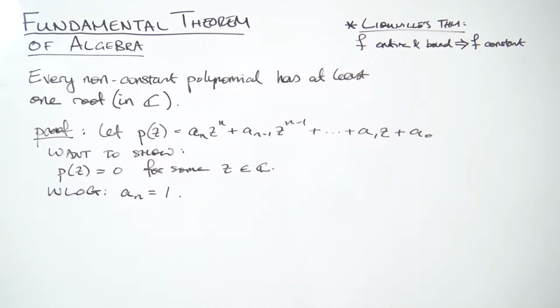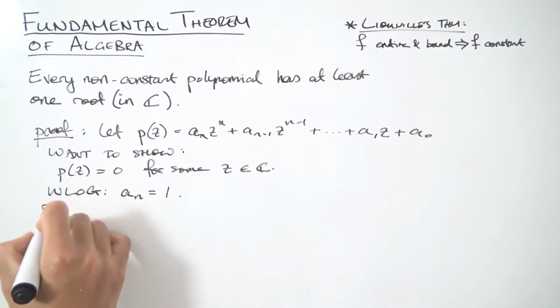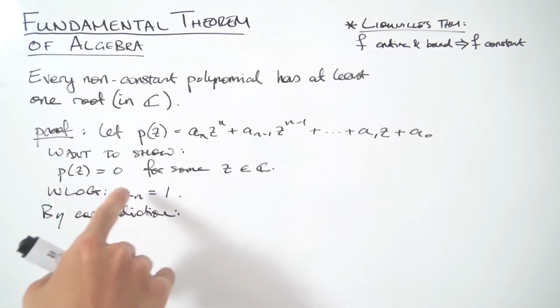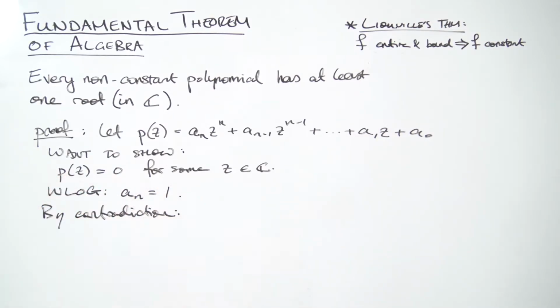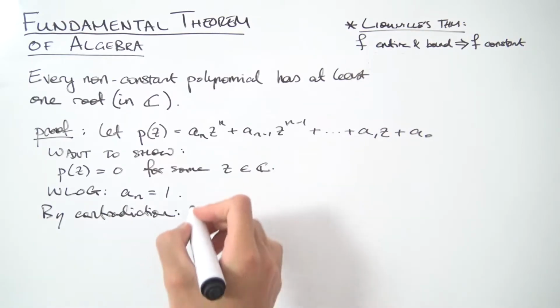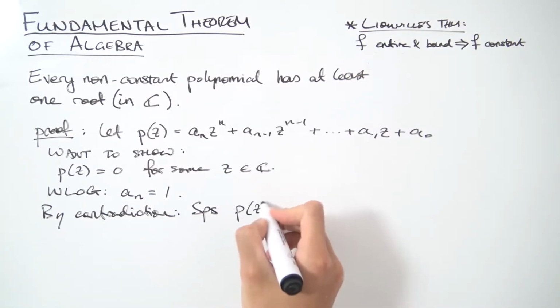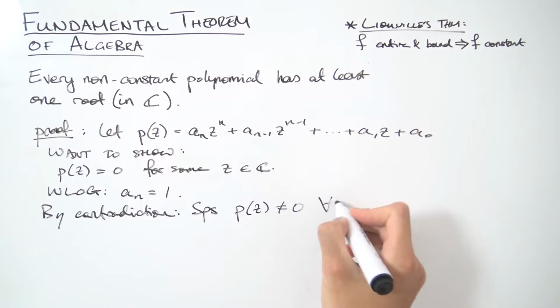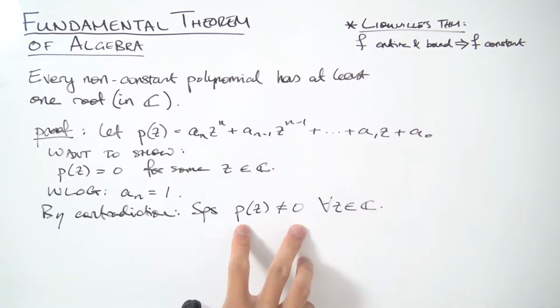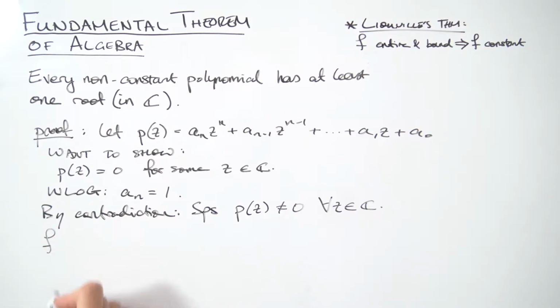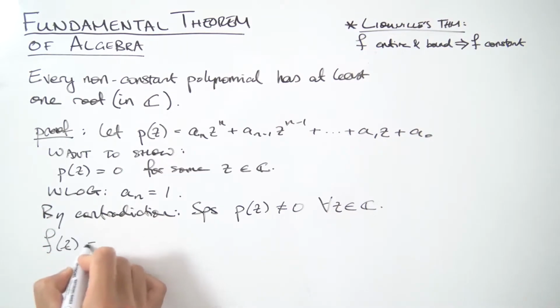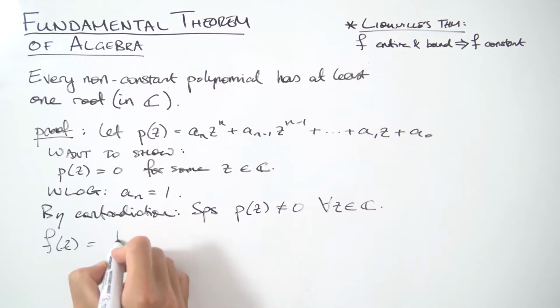The way we're going to set this up is by proving this by contradiction. We want to show that there exists some z in the complex plane such that our polynomial equals 0. Let's assume otherwise. Let's suppose that p of z is not equal to 0 for all z in the complex plane. Now if this is the case, then let's define a new function, let's call it f of z, and we'll define that to simply be the reciprocal of p of z.